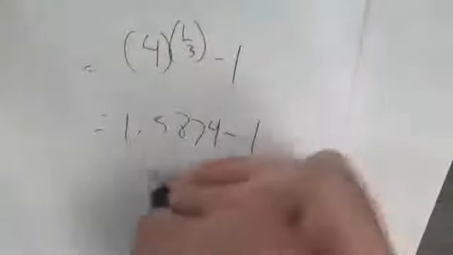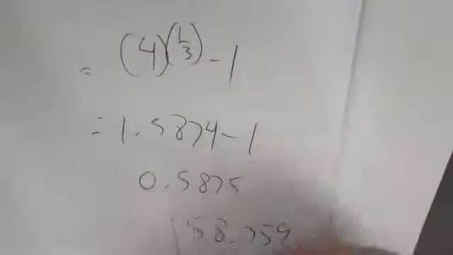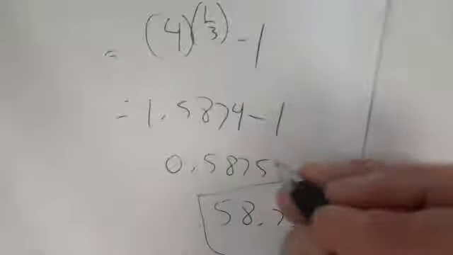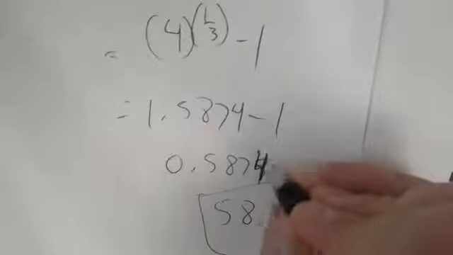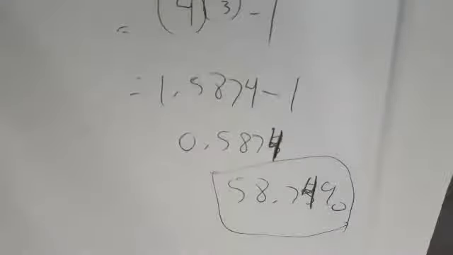4 to the 1/3 should give you something like 1.587, and we want to subtract 1. Let's go one more decimal place. 1.5874, we're going to subtract 1. This is 0.5874 or 58.75%. What happened is this went up by about 58.75% each year. I think I've rounded up the wrong way, huh? I guess it should be 58.74. I don't know why I rounded that up.